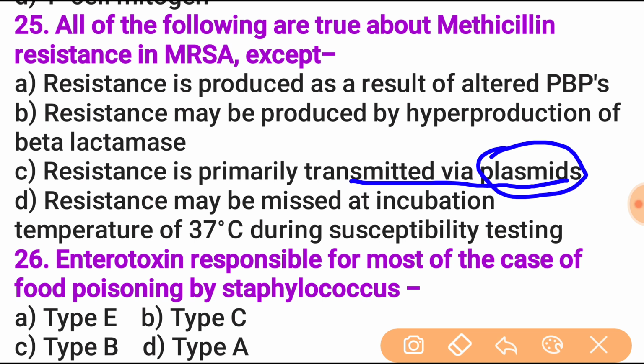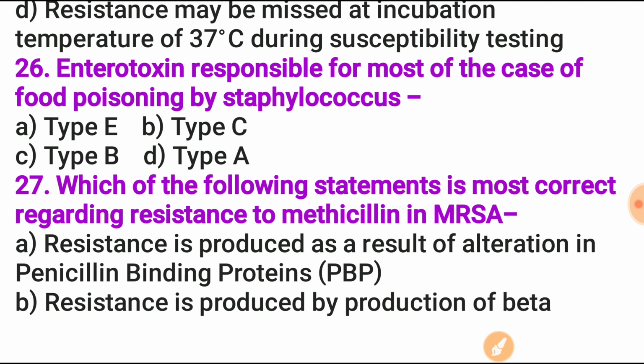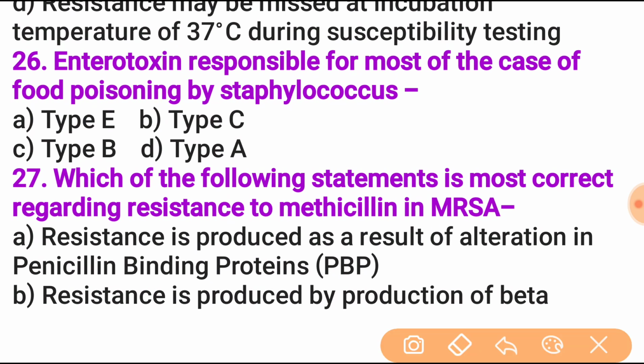So the correct option will be C. The next question: the enterotoxin responsible for most of the cases of food poisoning by Staphylococcus: type E, type C, type B, or type A. The correct answer is type A. Type A is responsible for most of the cases of food poisoning by Staphylococcus.